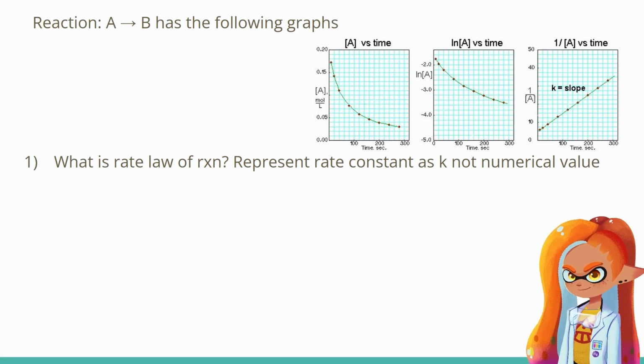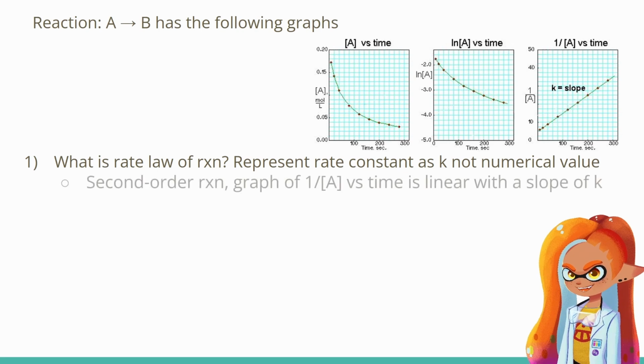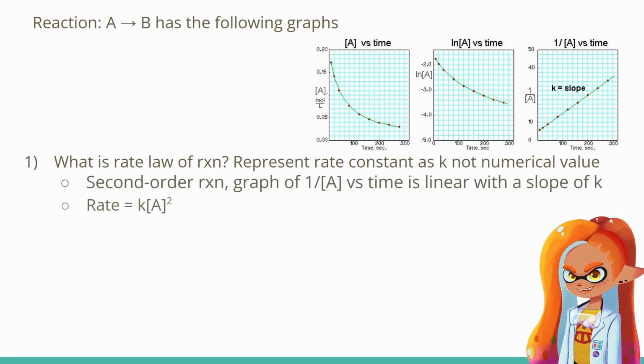So for the first one, what is the rate law of reaction? Represent the rate constant as k, not a numerical value, so that's nice. You don't have to solve for k. And so what you need to do, well, again, it's second order based off what I said. And so we can write the rate equals k[A]^2.